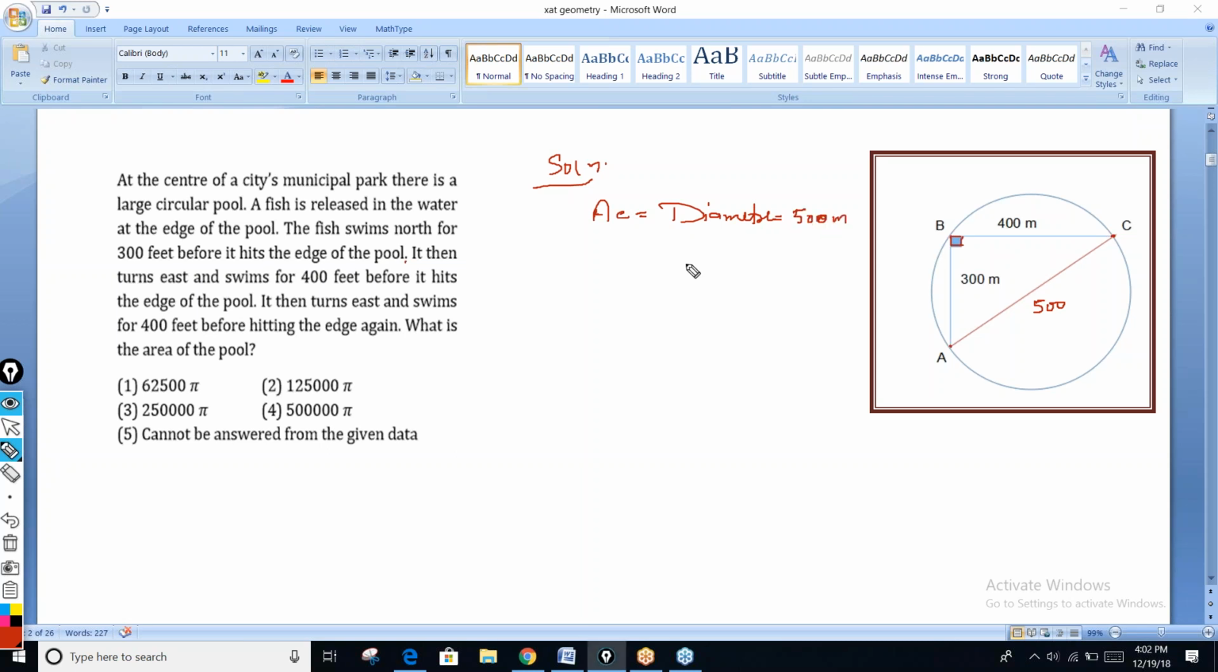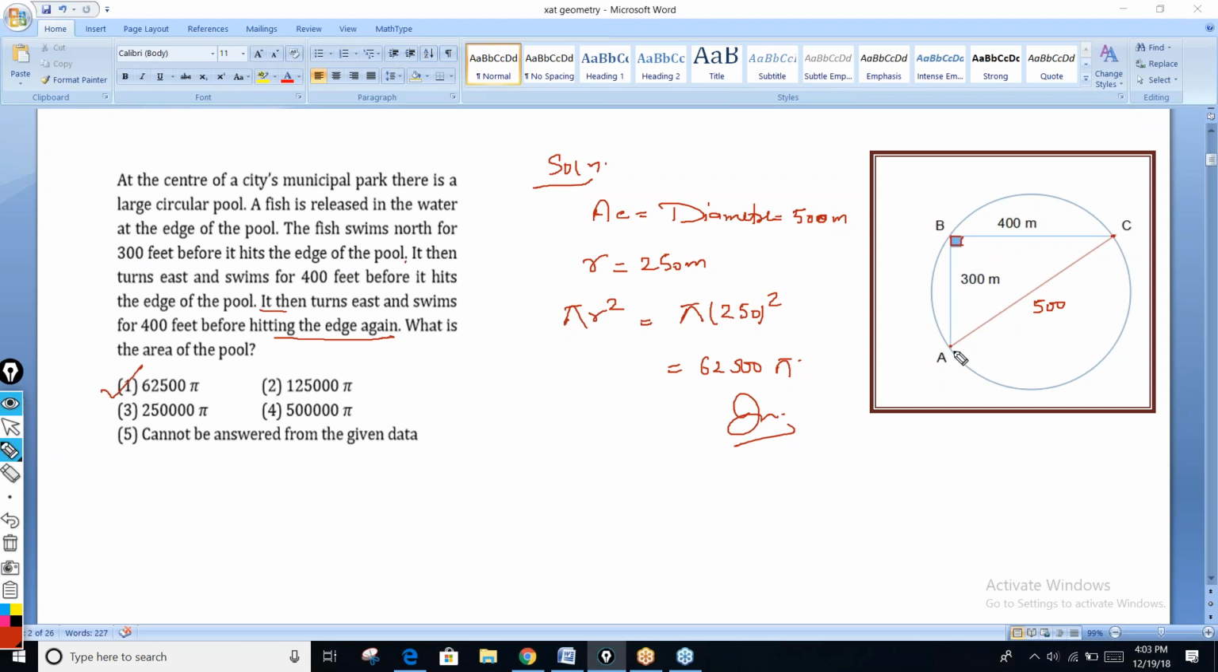If the radius is 250, what is it asking? Now this information is not relevant because we need not use it. It further turned 400 somewhere here. We need not use it. What is the area of the pool? So it is a circular pool, so the area of the pool is pi r square. Here r is 250 meter. So what is the area? Area is pi r square, that is 250 square, which is 62500 pi. And that is the answer. That is the first option, which is the answer.